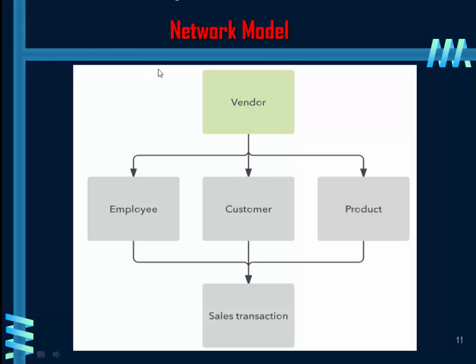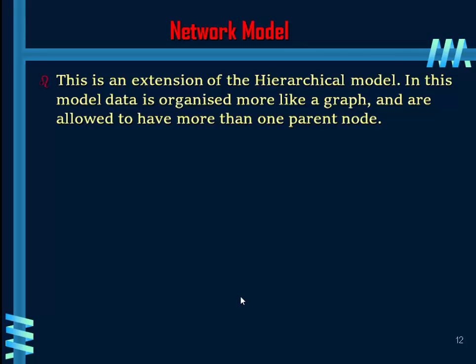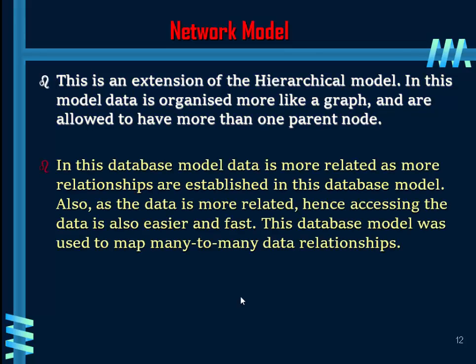In the last slide we discussed the relational model. Before using relational models, the most used model was the network model. So this is an example of a network model. Here vendor is a root node and sales transaction is a last node or child node which has more than one parent. Those are employee, customer and product. So these are the three parents to a child. Okay, this is an example of a network model, and this is the explanation for it.